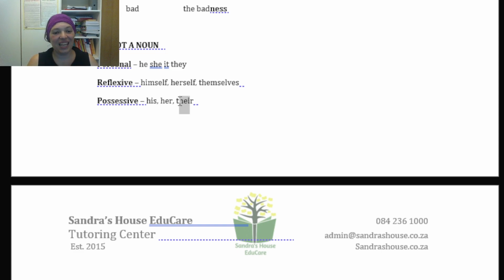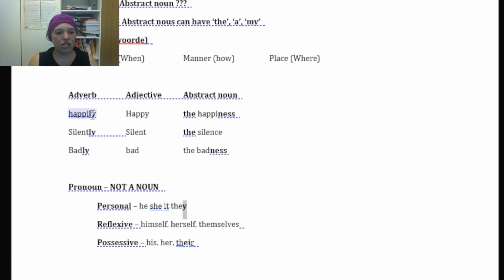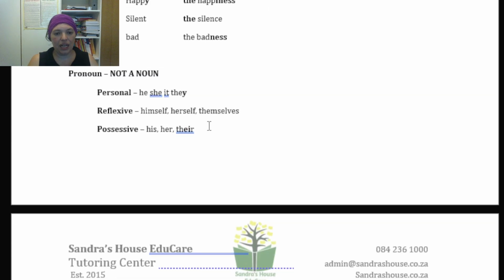So hierdie is their met 'n e en dan 'n i. So dis soos the, maar in plaas van, so hierdie I het basies 'n i geword. Dit gebeur partykeer in Engels. Soos hierso met happily het ons daardie i, of die I daarso, daardie I het in 'n i verander. Daai I het hier ook in 'n i verander. So hier het hierdie they, daai I het in 'n i verander.